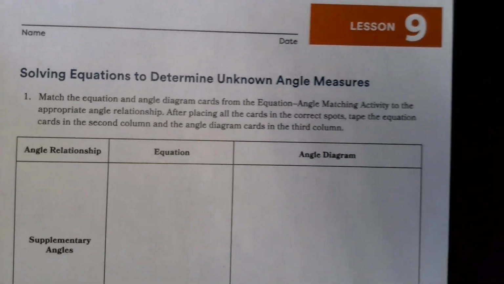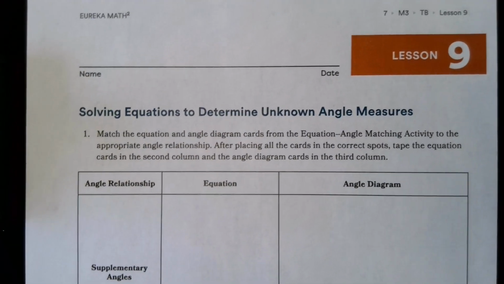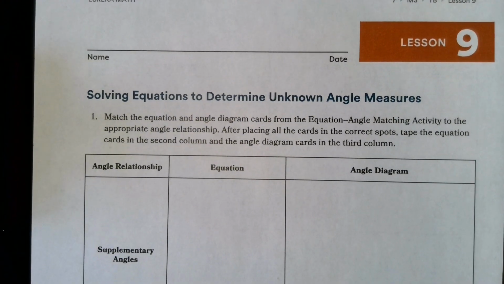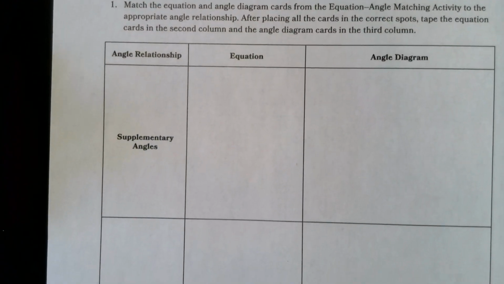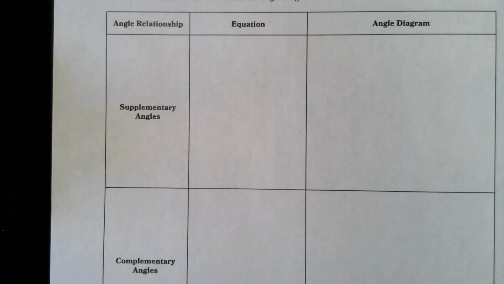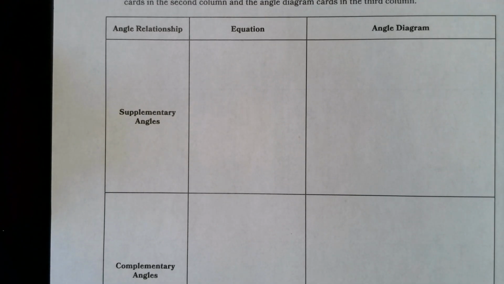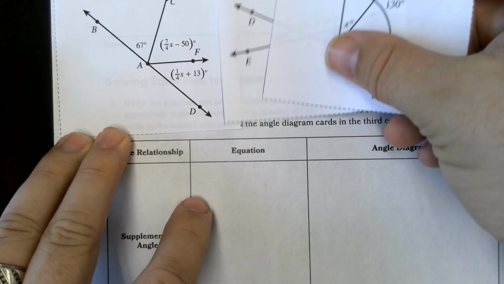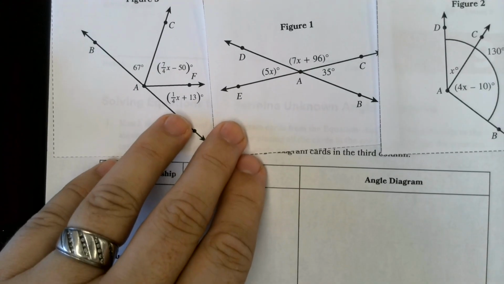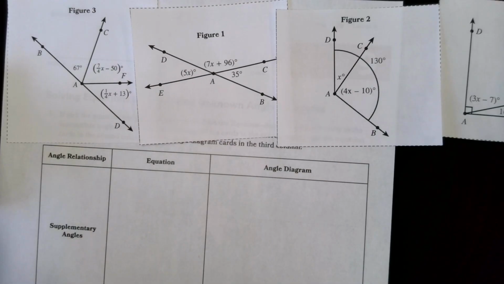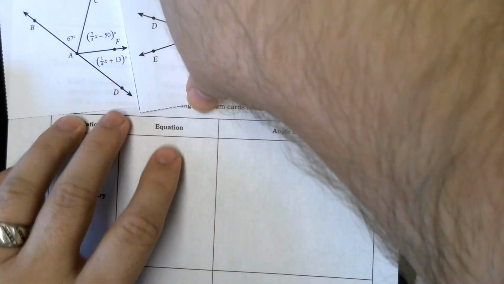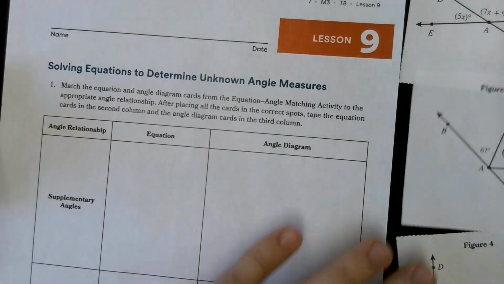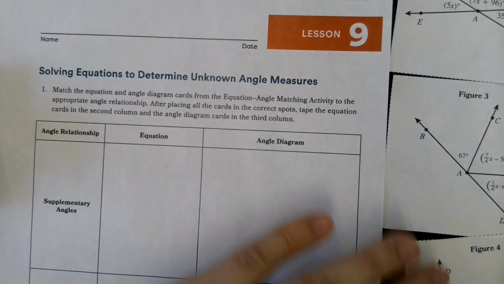This video will cover Lesson 9 in Module 3 of Eureka Math Level 7. We're going to start with just some diagrams and some different types of angles and the equations that would be written in order to find these specific angles. We'll start here with the angles themselves. There are 4 different sets of angles.